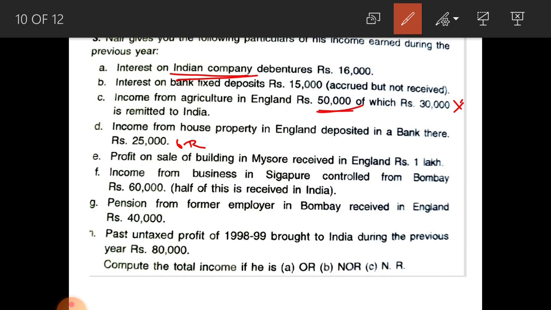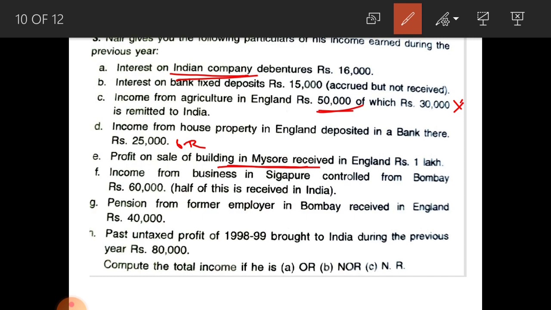Next one, profit on sale of building in Mysore, received in England, rupees 1 lakh. Here the building is in Mysore. Mysore is situated in India. That is why it is taxable under all three categories, that is the rupees 1 lakh amount.